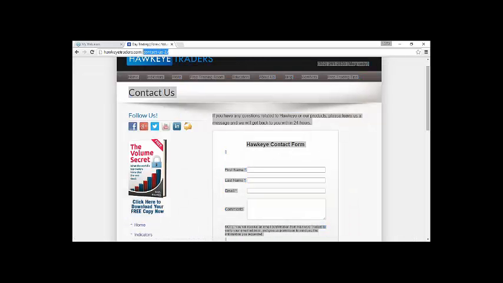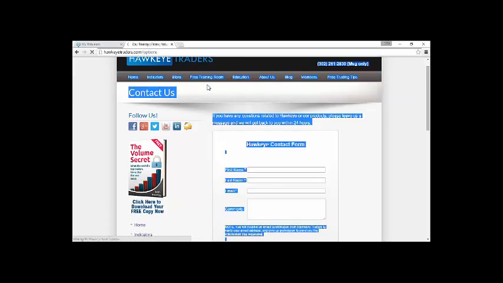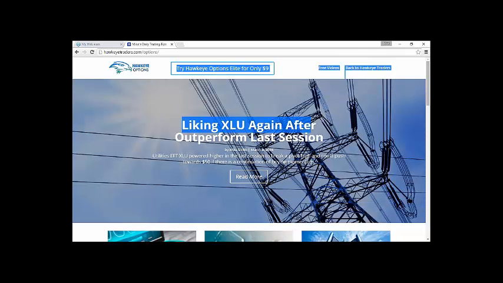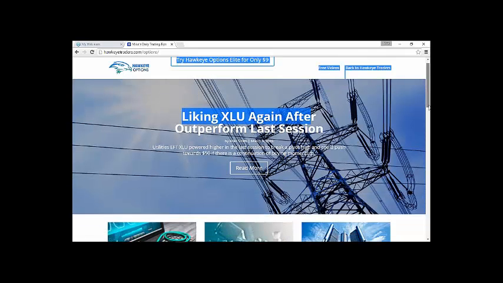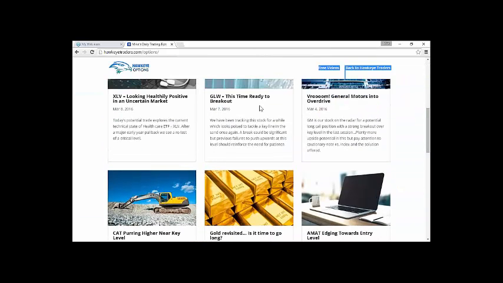The trading tips I mentioned before, if you go to Hawkeye Traders /options, there's Mike's trading tips, and there's XLU for today. There's the previous ones. You can have a look at those. GLW we absolutely shot through.